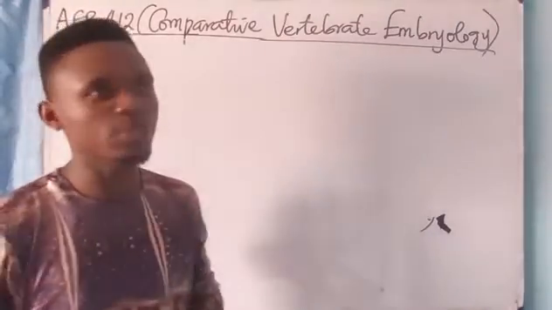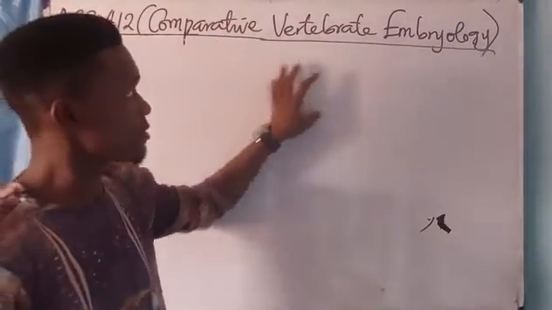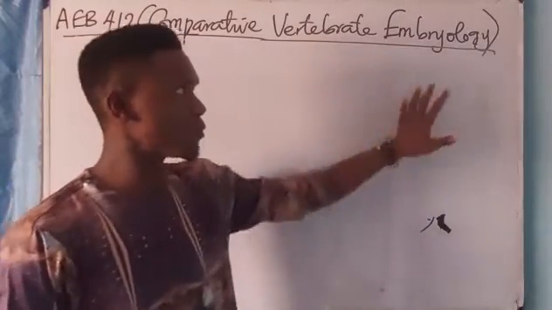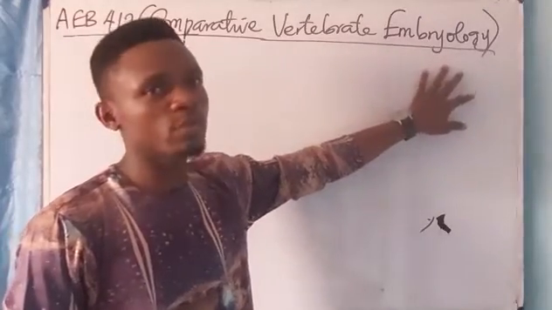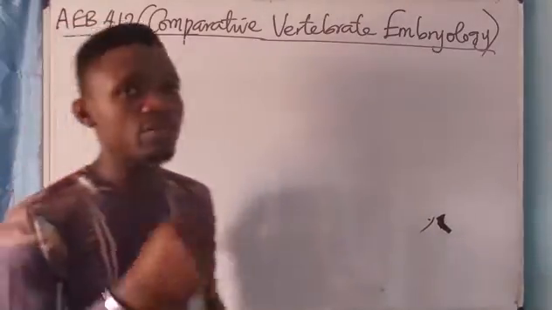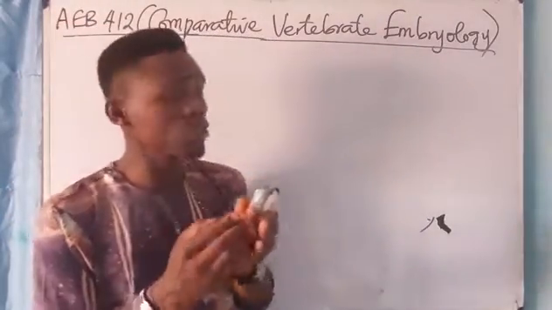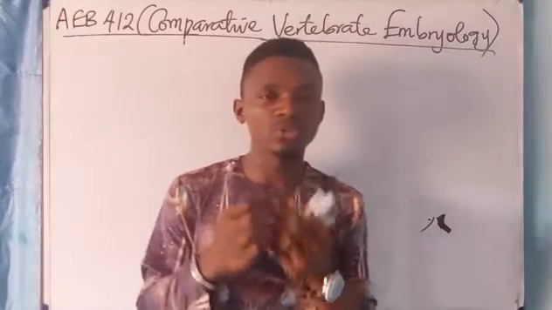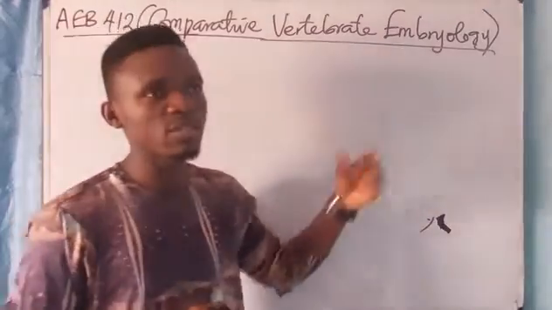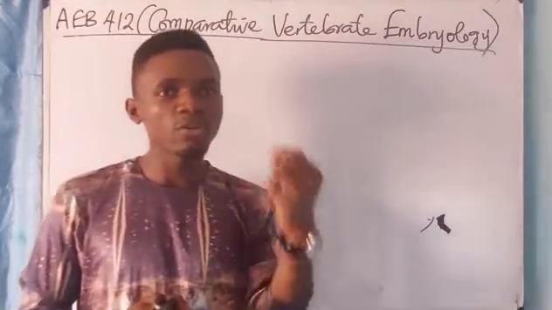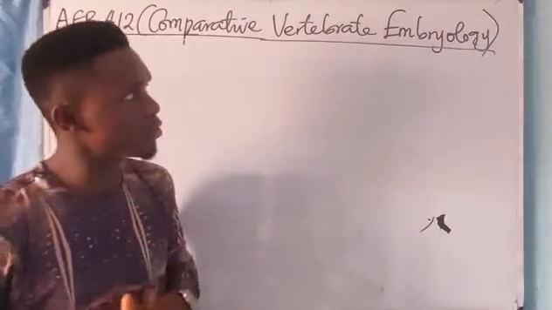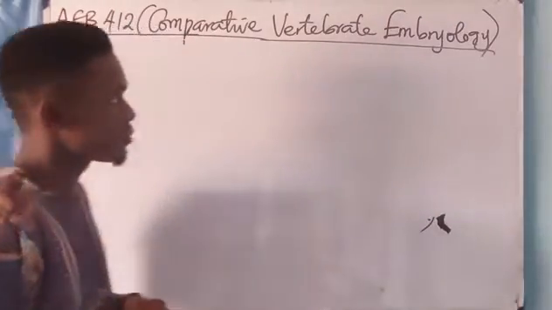In today's video, we shall be treating comparative vertebrate embryology. Now, the first thing we have to do is to know the meaning of embryology. Embryology, in a nutshell, means the study of the embryo. What is the meaning of embryo? The embryo of an organism means the juvenile stage of an organism, and it is found within the egg or in the body of the maternal organism.